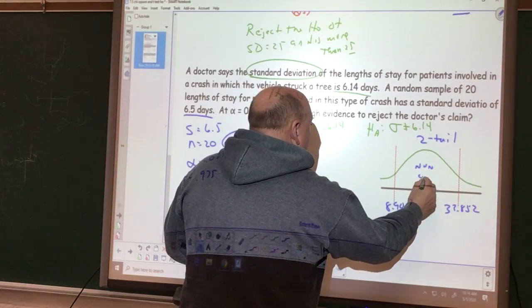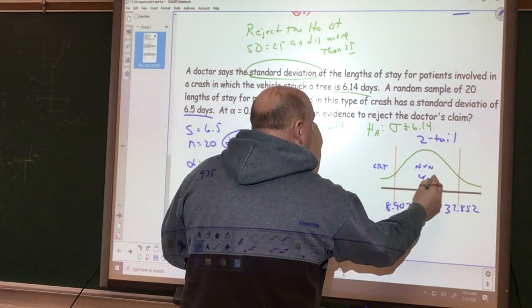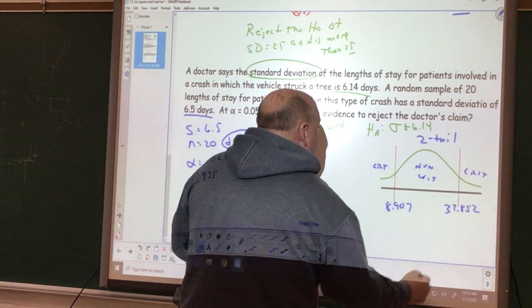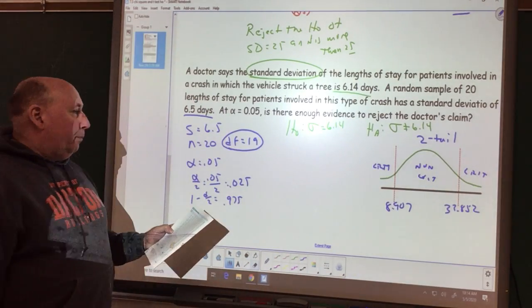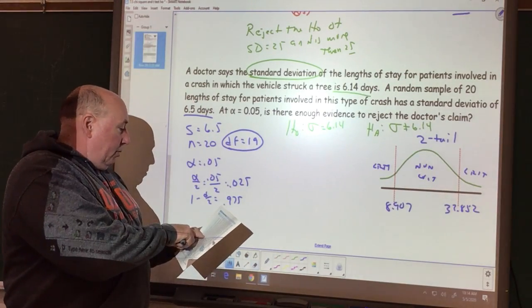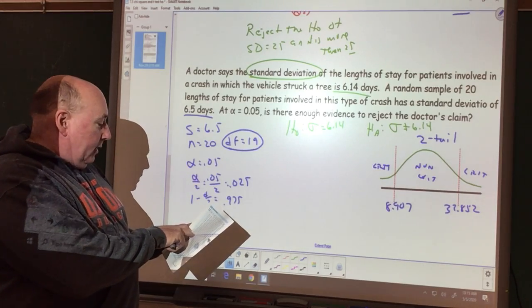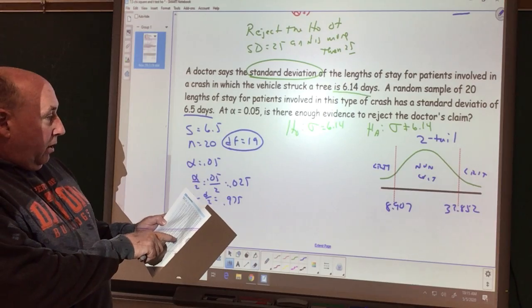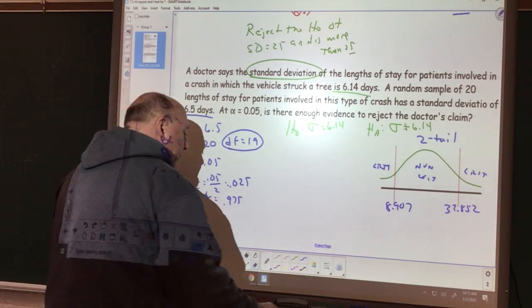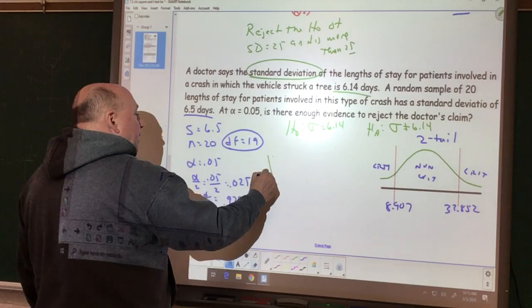Non-critical, critical, regions, making sure my values are right, 8.907 and 32.852. Okay, chi-squared test.